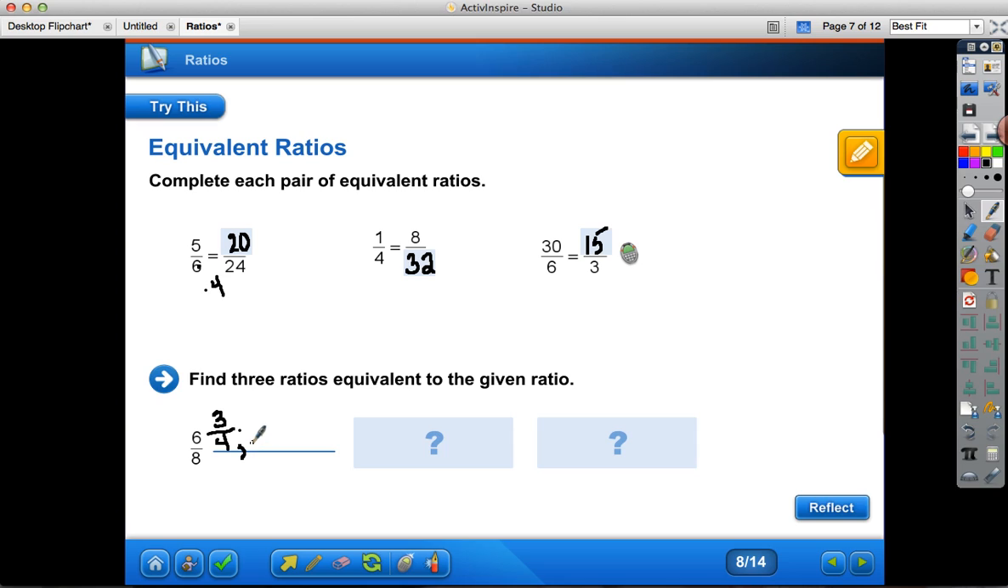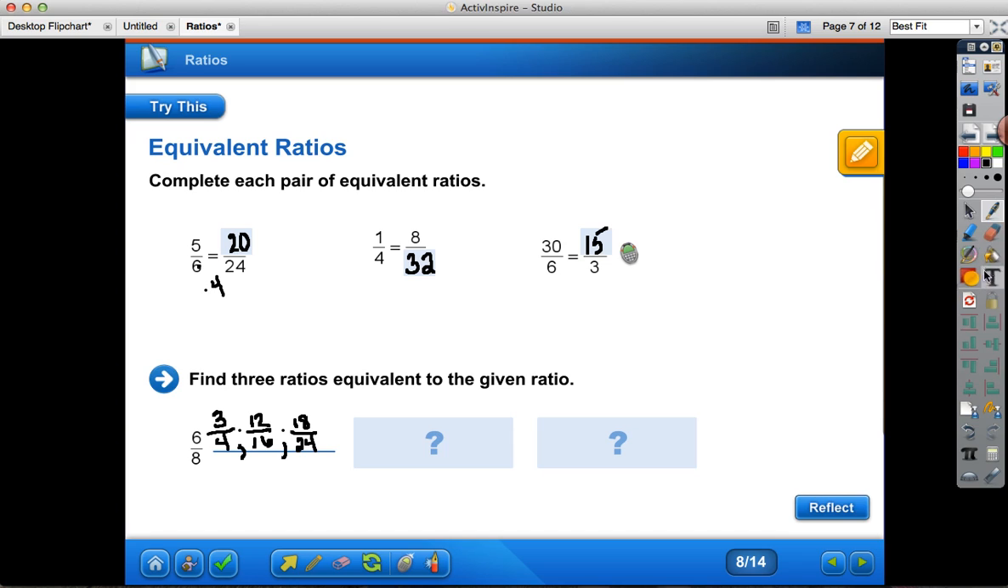So why don't we multiply both by 2? So I get 6 times 2 is 12, 8 times 2 is 16. Okay, and now let's multiply by 3. 6 times 3 is 18. 8 times 3 is 24.